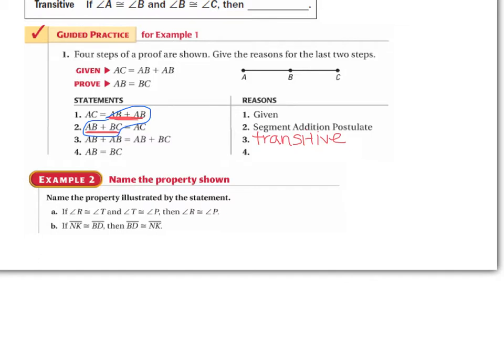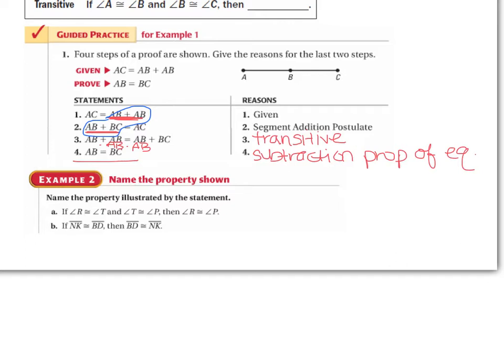Now what has happened is they've solved the equation. And you can see here, you have an AB on each side of the equation. So you can subtract AB from each side, and you can get AB is equal to BC. And the reason is the subtraction property of equality. So remember, you'll get kind of used to the reasons here. A lot of the reasons are very repetitive. So don't freak out, okay? You will kind of get used to this, realizing what they're asking for and the reasons.